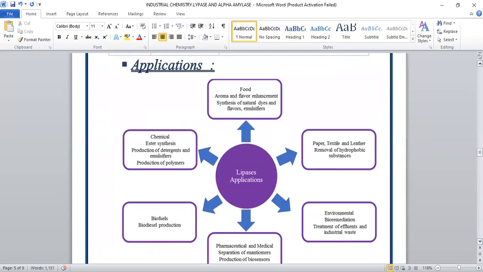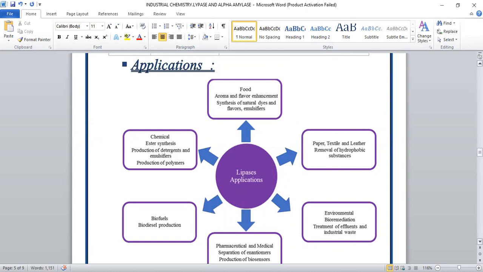Here you can see applications of lipase in food industry for aroma and flavor enhancement, synthesis of natural dyes, synthesis of flavors, and emulsifiers. In paper, textile, and leather industry for removal of hydrophobic substances. In environmental bioremediation for treatment of effluents and industrial waste. In pharmaceutical and medical industry for separation of enantiomers and for production of biosensors.